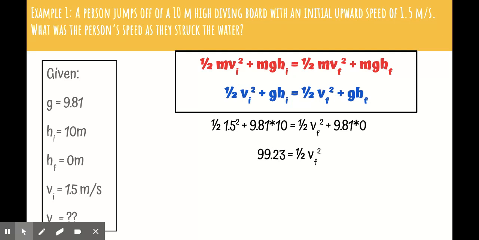From this part, you would need to multiply both sides by 2 to get rid of that 1/2 and then get the square root of both sides. What we would end up with here is that the final velocity is 14.1 meters per second.